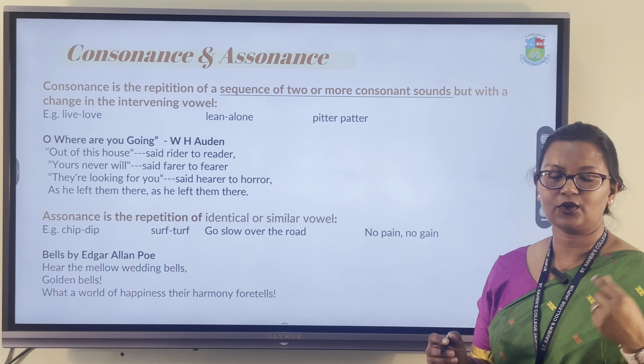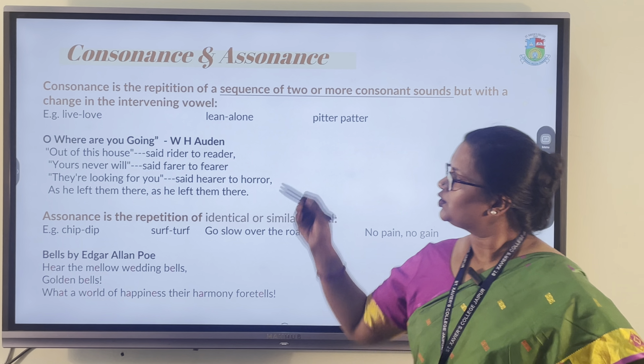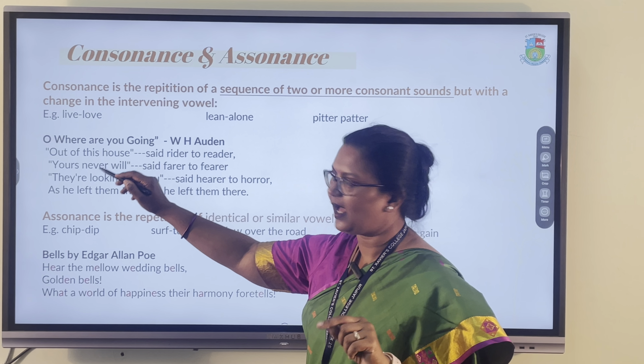We all know we have the consonant sounds and the vowel sounds. So the repetition of a consonant sound usually is known as consonance. Consonance, consonants. That's how we remember it. And usually this repetition of consonant sounds has an interplay of a vowel sound. Look at these examples and you will understand.